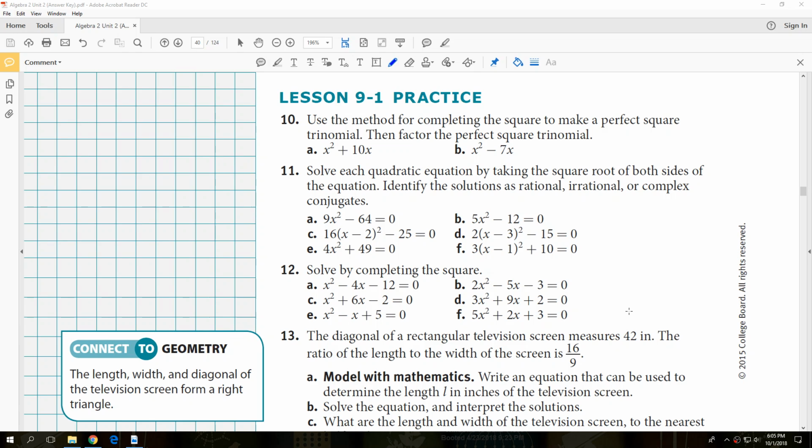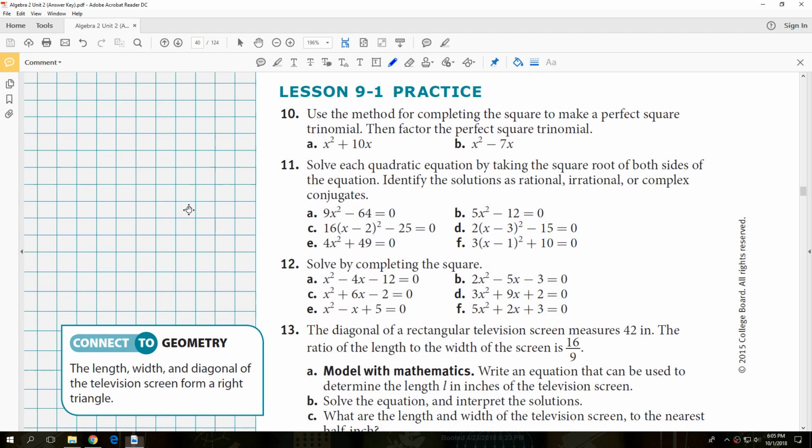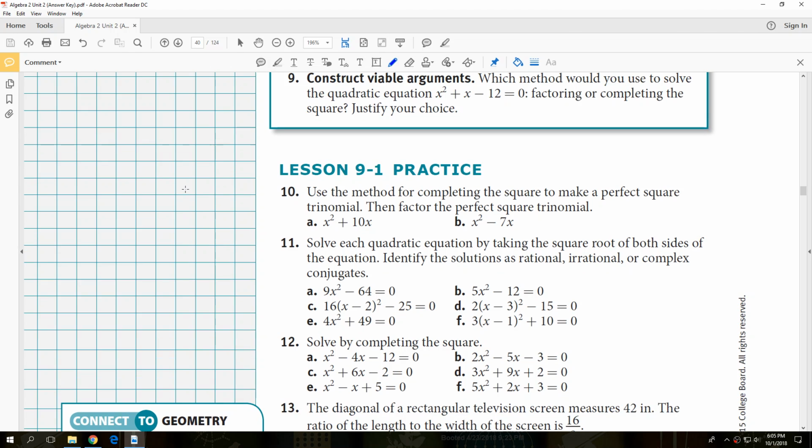All right, so here we've got lesson 9-1 practice. And so let's get started. Number 10 is use the method for completing the square to make a perfect square trinomial, then factor the perfect square trinomial. So there's quite a few problems here actually, and there's not a lot of room, is there?